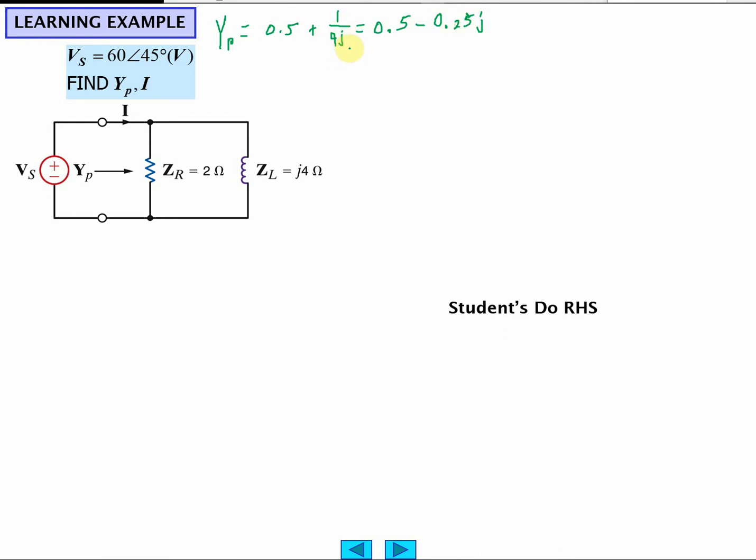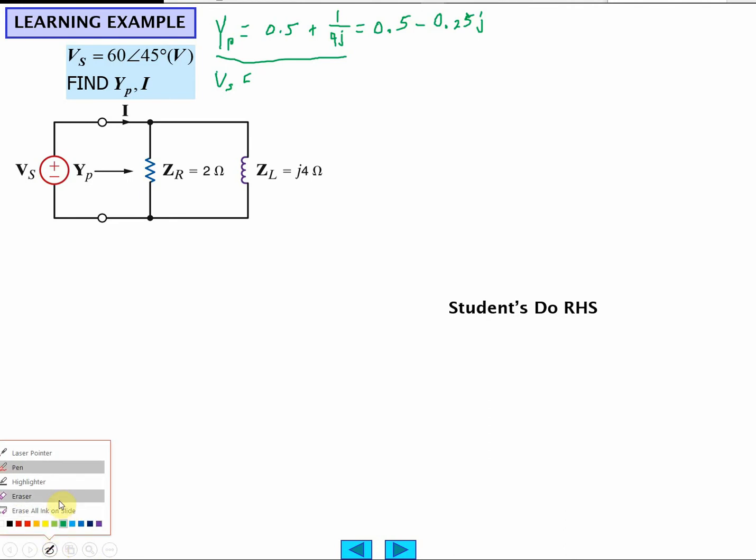The reciprocal of j, the imaginary constant, is going to be negative j, by the way. That's just something to put in the back of your mind. Remember when you're working these problems. Okay, now we want to find the current, so we've got the equivalent parallel impedance.